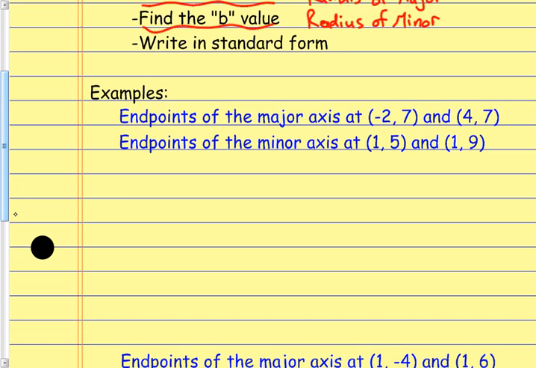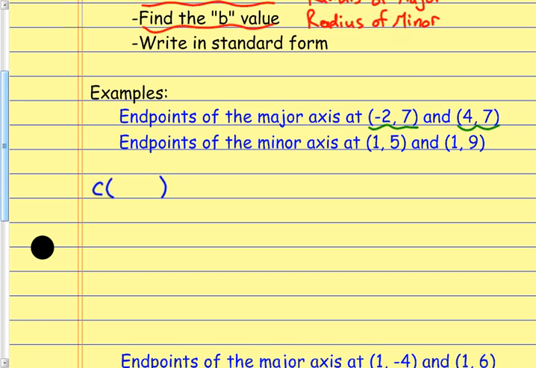For example, if I look at this first one, I've got endpoints of the major axis and endpoints of the minor axis. And the first thing I want to do is find the center. Remember, the center is just at the middle of everything, so I use my midpoint formula. And it doesn't matter if I use the endpoints of the major or the minor. Either one is going to work. I'll use the major axis here, and I'm just going to find the midpoint.